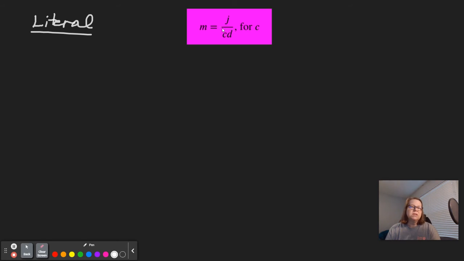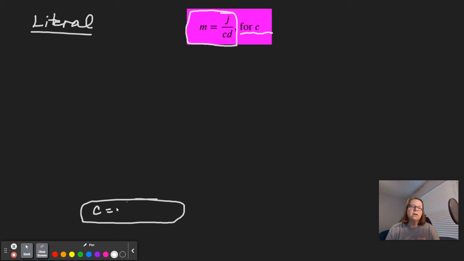So first things first, this is your equation, this is what we're looking at, and it says to solve for C. In other words, if it says for C, that means that when we finish, we want it to say C equals something at the end. That's our goal. That's where we're headed. And right now it says M equals, and that's not what we want. And C is on the bottom of this fraction, in the denominator, and we don't want that either. We just want it to say C equals whatever. Okay, so that's our first thought.